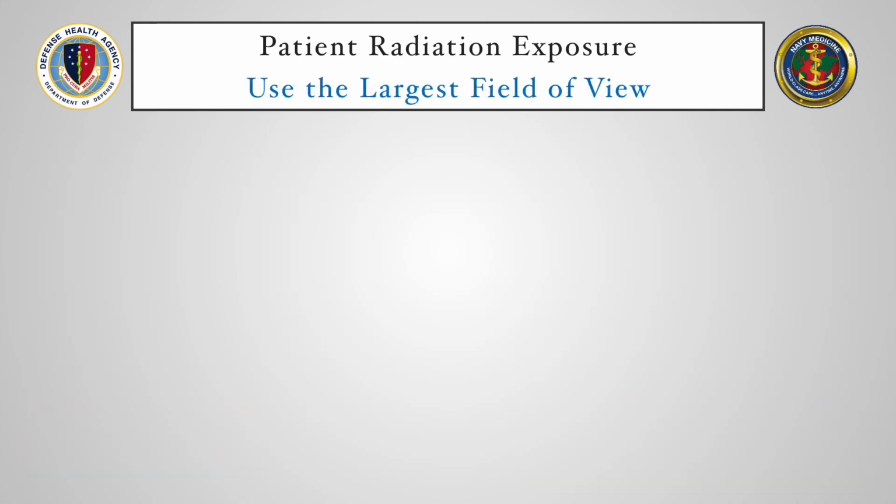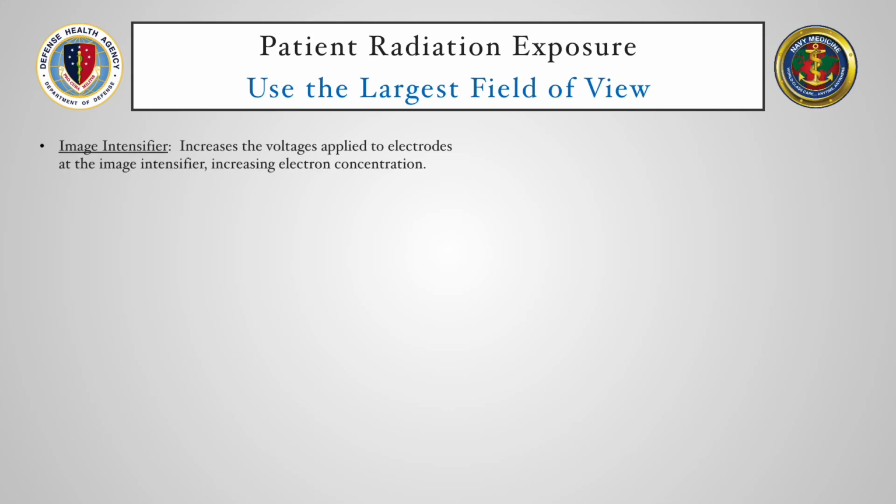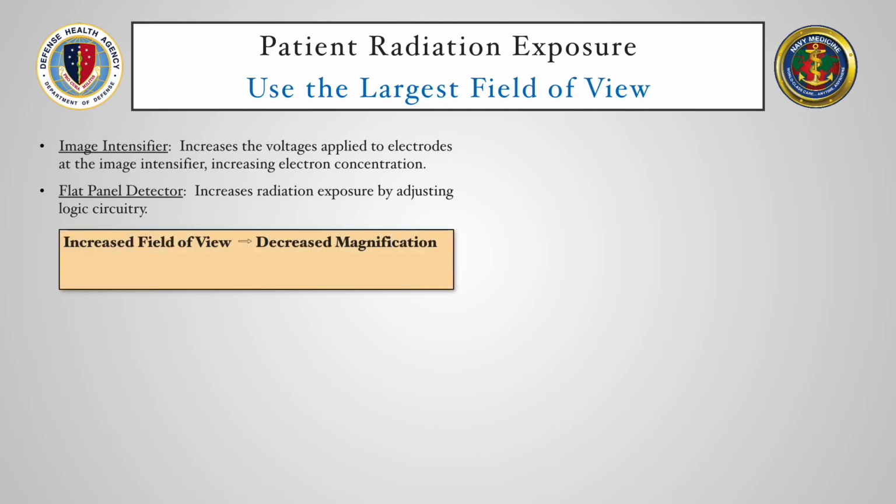When imaging patients, you want to use the largest field of view possible. With image intensifier systems, this is accomplished by increasing the voltages applied to the electrodes, therefore increasing electron concentration. But for flat panel detectors, it's just a simple adjustment of the logic circuitry to increase the radiation exposure. Either way, when you increase your field of view, you are decreasing the magnification, and with decreased magnification, you get a decreased dose rate.